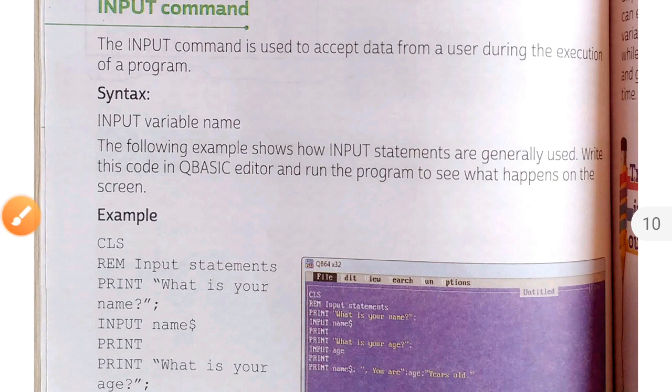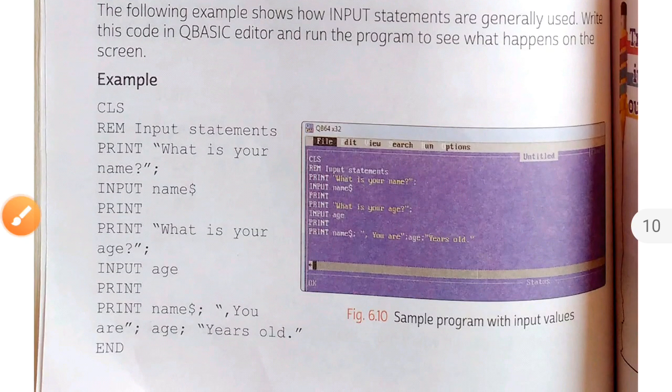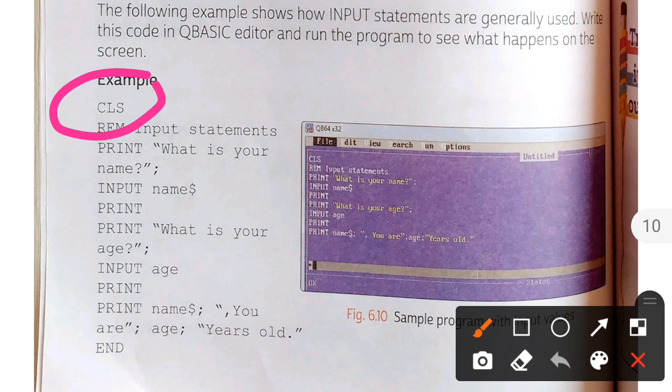Let's read further. The following examples show how input statements are generally used. Write this code in the QBasic editor and run the program to see what happens on the screen. So these all are examples. In this, CLS means clear the screen. Whatever is written previously on the screen will be deleted using this command.